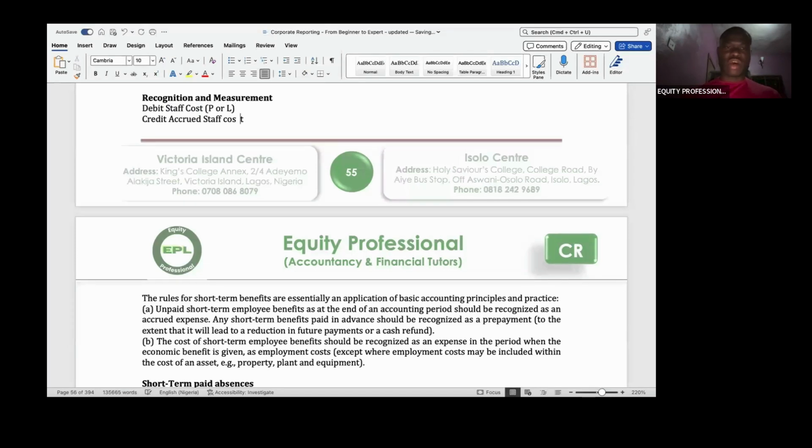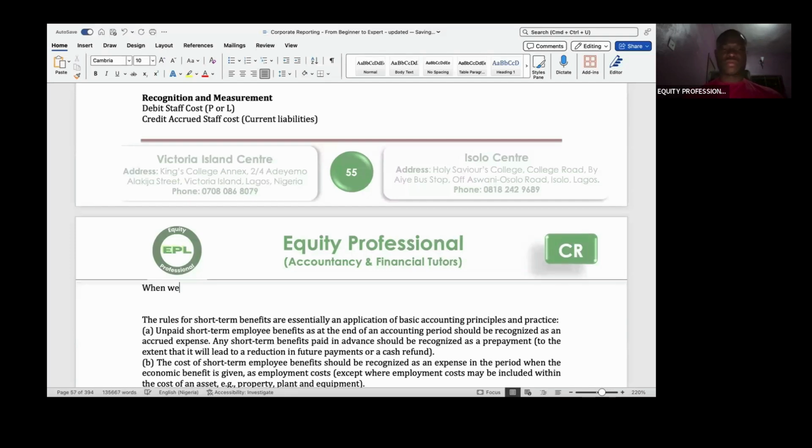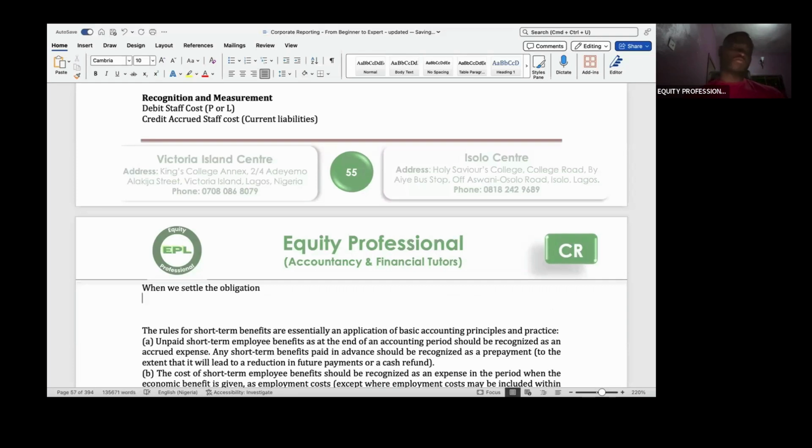While this one will have gone to the statement of financial position under current liabilities. So when we now pay, when we settle the obligation, how do you then deal with that? All you just need to do is this liability will be netted off. It will be cancelled when we settle.